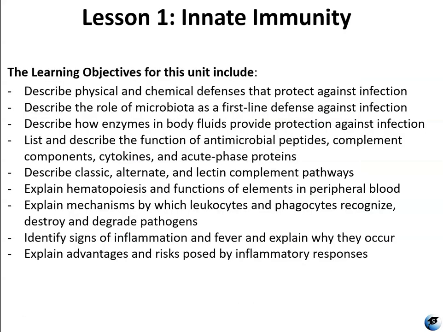The learning objectives for this unit include describing physical and chemical defenses, the role of microbiota as the first line of defense for infection, how enzymes and bodily fluids provide protection against infection, the function of antimicrobial peptides, complement components, cytokines, and acute phase proteins, the classic, alternative, and lectin complement pathways, hematopoiesis and functions of elements in peripheral blood, explaining the mechanisms by which leukocytes and phagocytes recognize, destroy, and degrade pathogens, signs and symptoms of inflammation and fever, and why those occur, and then we'll talk about the advantages and risks posed by inflammatory responses.